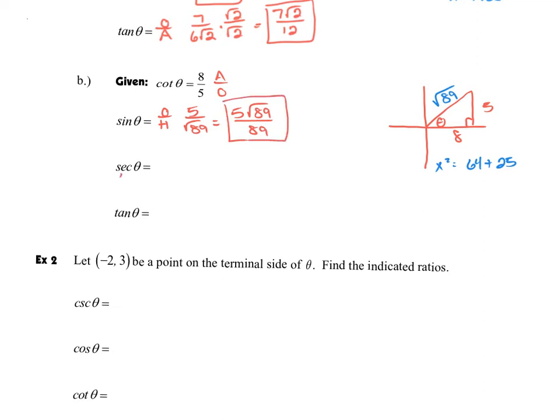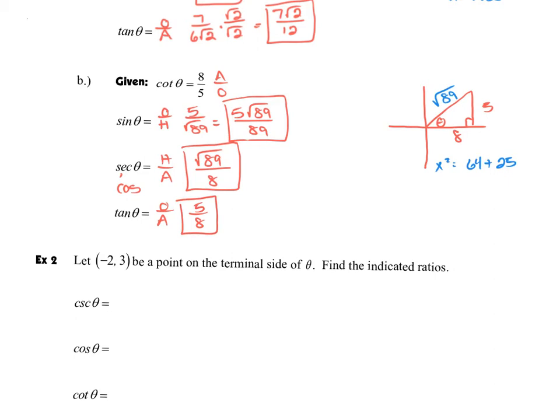Secant is going to be the reciprocal of my cosine. So instead of adjacent over hypotenuse, I'm going to do hypotenuse over my adjacent. So now I'll have a square root of 89 over an 8. And really, remember, I'm just reading these from the triangle. We're just thinking basic geometry, reading those ratios. Tangent, opposite over adjacent, I can read from my triangle, but I can also recognize that my original function was a cotangent, so I really just need to do the reciprocal of that. So I'm going to have a 5 over an 8.